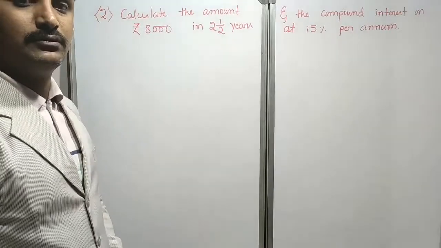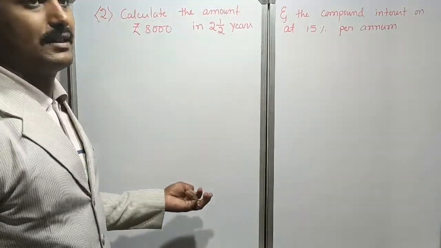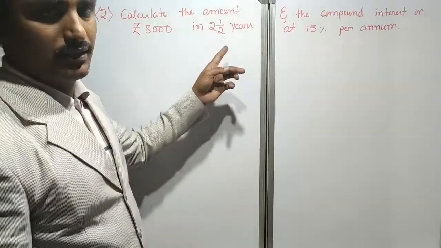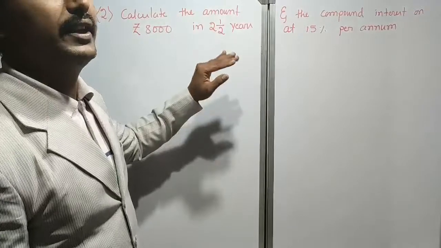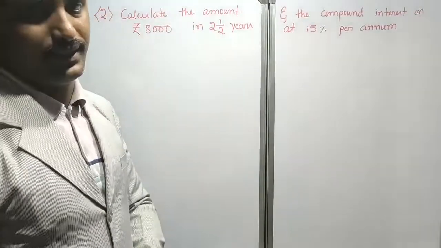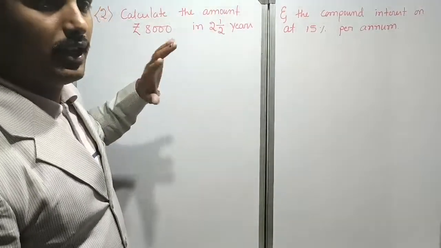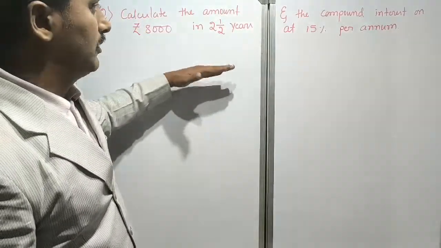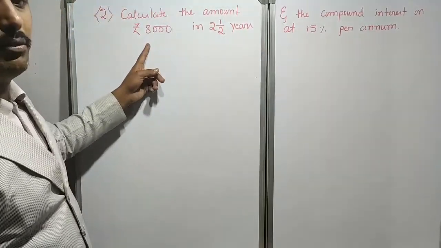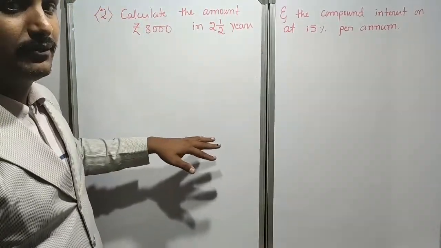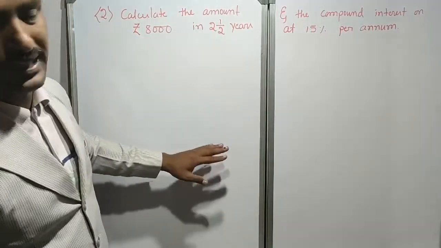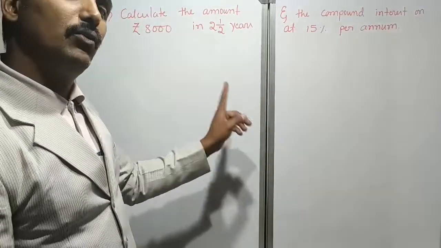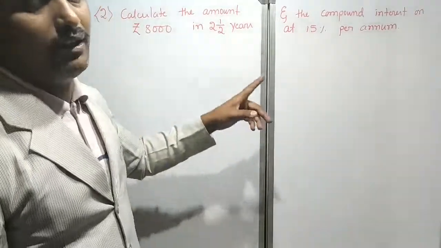How to do? Last class I explained two problems with whole numbers: 2 years, 3 years, 4 years like this. Here 2.5 years is there. In compound interest, 15% per annum means for the first year the principal amount is 8,000. For the second year, that first year amount became the second year principal, rate of interest 15%, then the second year we will find out. T value we will take as 1 year, first year also T value 1 year.